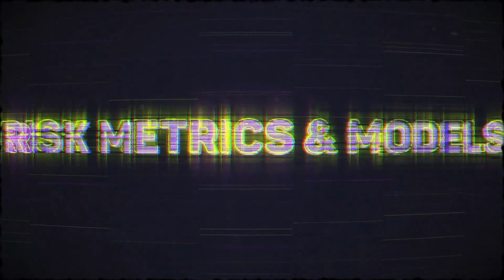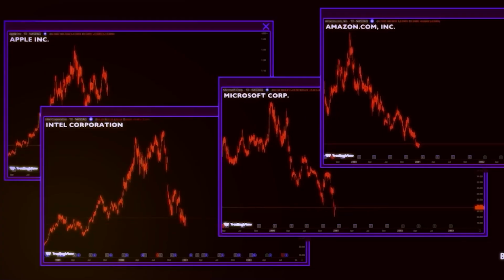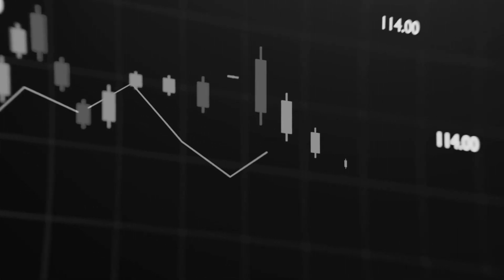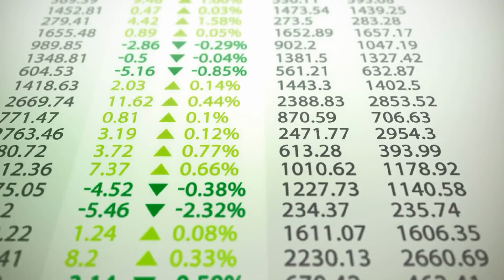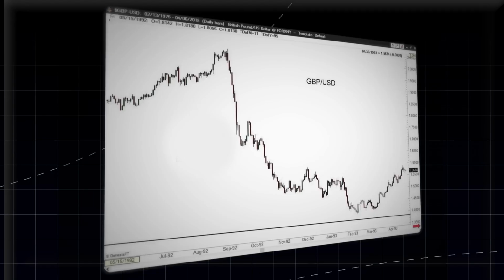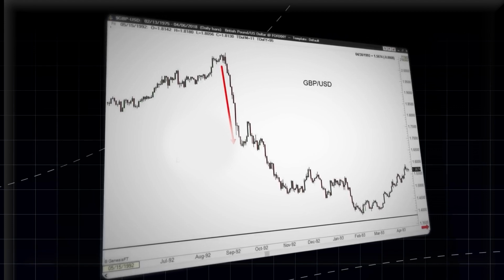Risk metrics and models. Let's start with the key risk metrics that traders use to measure and manage risk. 1. Value at Risk, VaR. VaR is a widely used metric to estimate the maximum potential loss of a portfolio over a specified time frame with a given confidence level.